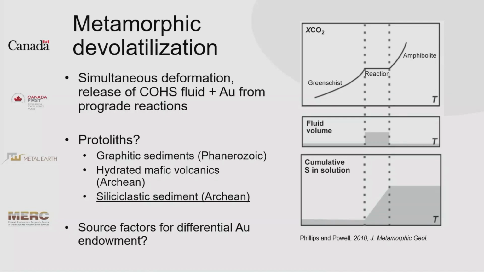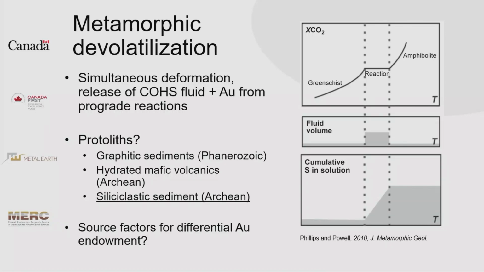One of the things about Archaean rocks and Phanerozoic rocks is that they're lithologically quite different. Most of the belts in the Phanerozoic are dominated by graphitic sediments, whereas in the Archaean, we're dealing with hydrated mafic rocks as a potential source. Those were the initial models put forward for the production of fluids in those belts. But more recently, with the work of Pitcairn, we've started talking about siliciclastic sediments, so the Quetico turbidites and the Pontiac turbidites, as a potential source.